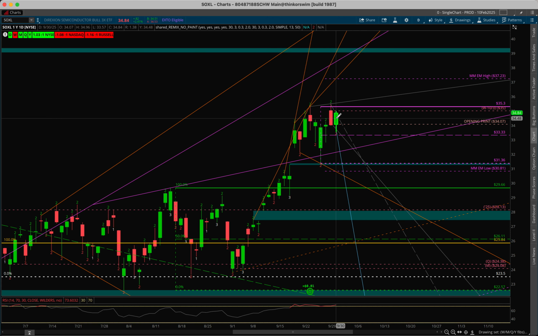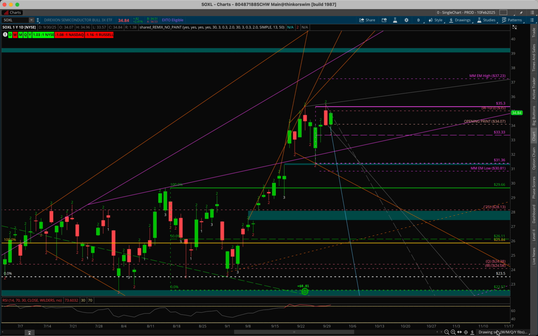Conversely, if we go to the upside, we would have a 2 down, 2 up, triggering at the high of today, which was 34.96, and targeting the high of yesterday, which was 35.49. We've got some extended targets that we can bring up.